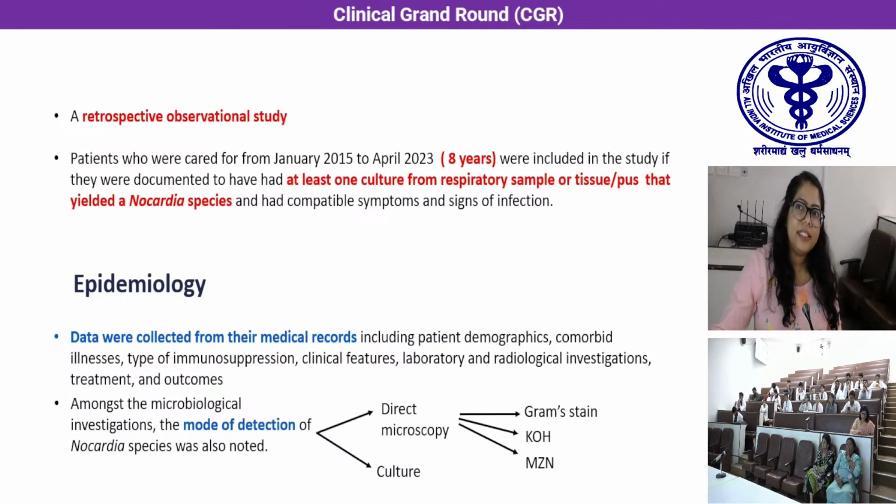So we retrieved the data from the medical records, such as patient demographics, comorbid illness, and the type of immunosuppression. And along with it, microbiological investigation, majorly direct microscopy, culture, and species identification was done by 16S rRNA sequencing.